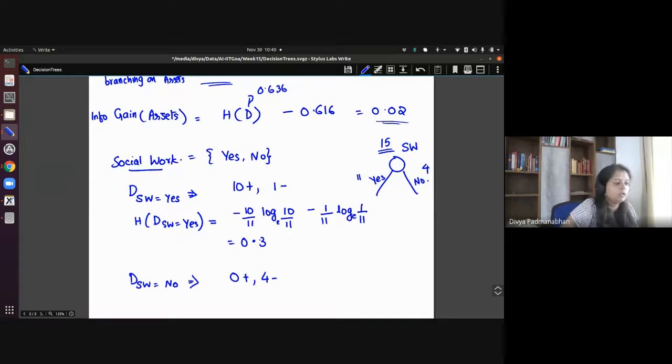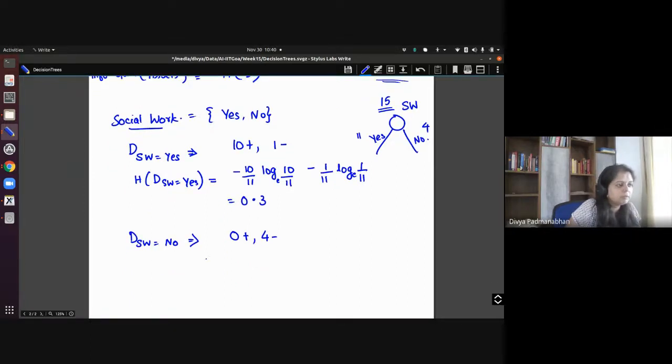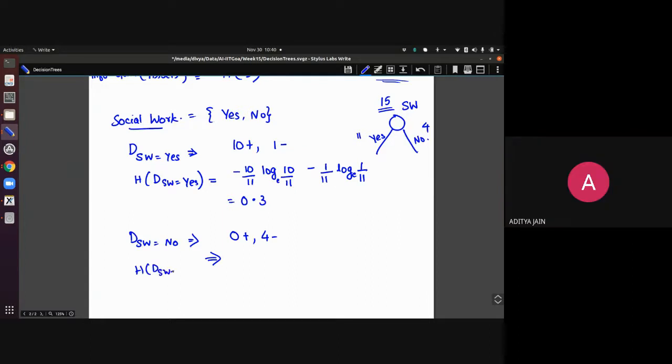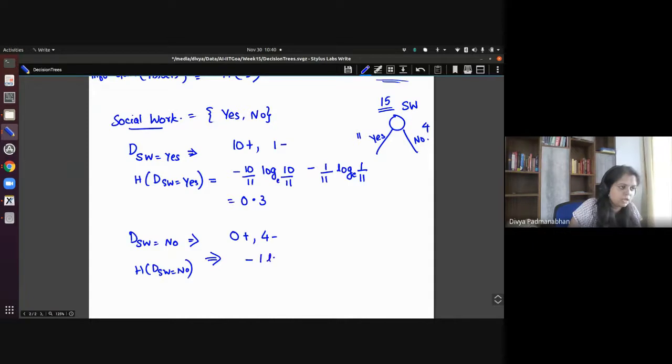And what about this case? It is minus 1 log 1, which is 0. And for the other one it is 0 log 0. This is usually considered as 0 itself, because you multiply it with 0. Though log 0 is usually not defined, we'll consider this as 0. So overall, this is 0.